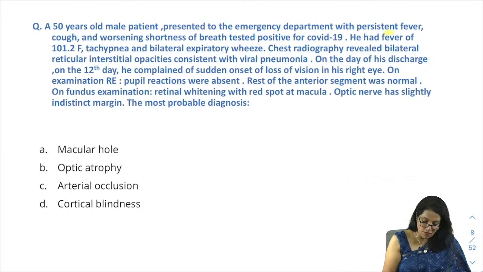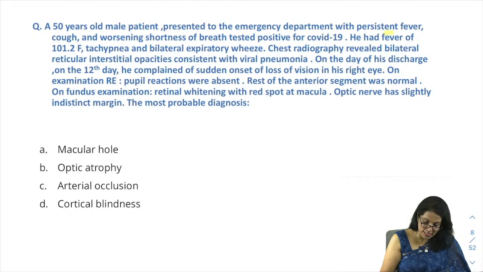He had fever of 101.2 Fahrenheit, tachypnea and bilateral expiratory wheeze. Chest radiography revealed bilateral reticular interstitial opacities consistent with viral pneumonia. So it's just to stress you out, a lot of detail has been given, okay?